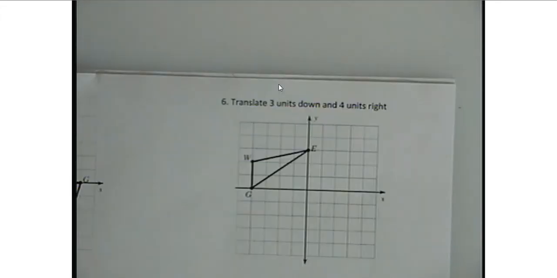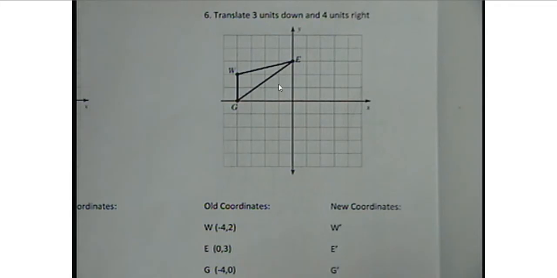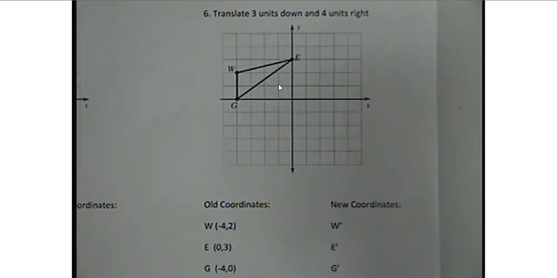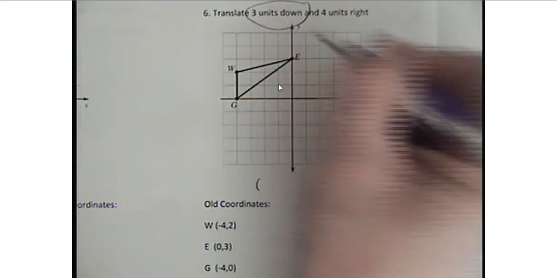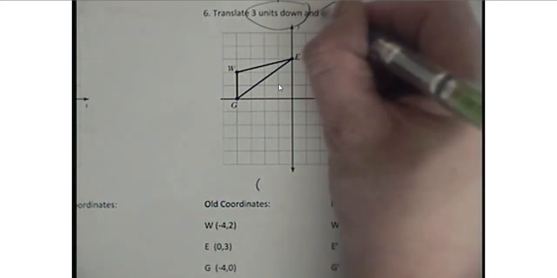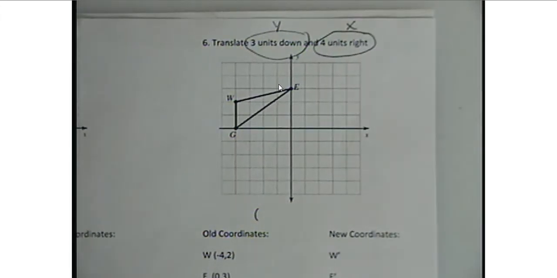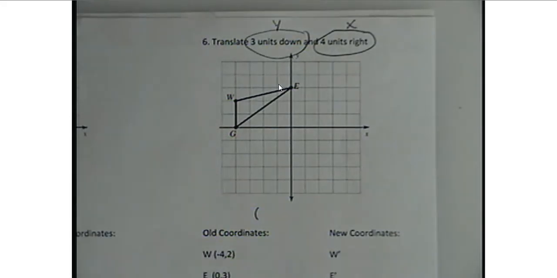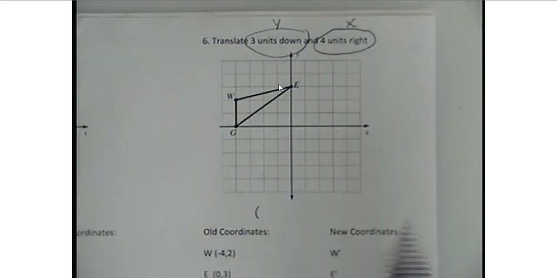So next example, it says translate 3 units down and 4 units to the right. So what will be my rule here? 3 units down stays for y-axis and 4 units right stays for x-axis. That's the first thing you gotta figure out. So movement left to right is x, up and down is y.